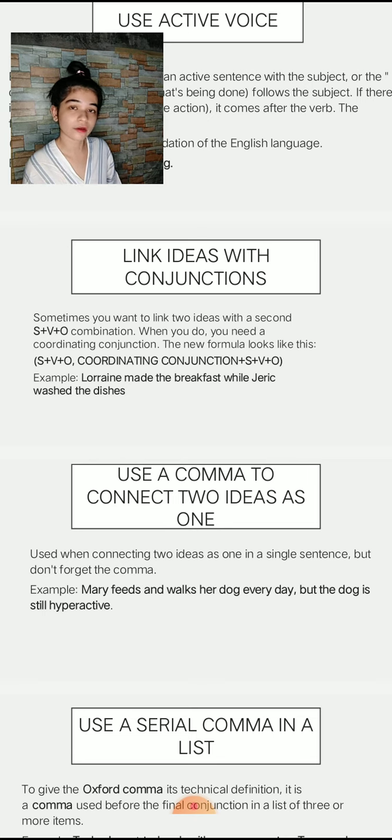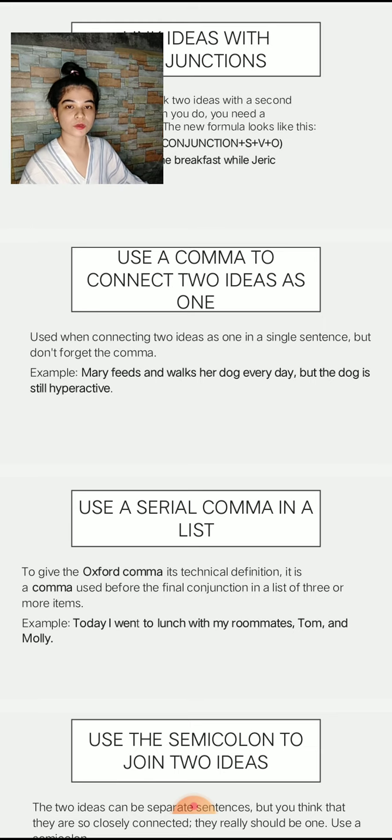So we have two subjects in this sentence, Lorraine and Jerick. We also have two verbs in this sentence, which are made and washed. The coordinating conjunction here is the word while. So that is linking ideas with conjunctions. The third one is to use a comma to connect two ideas as one.